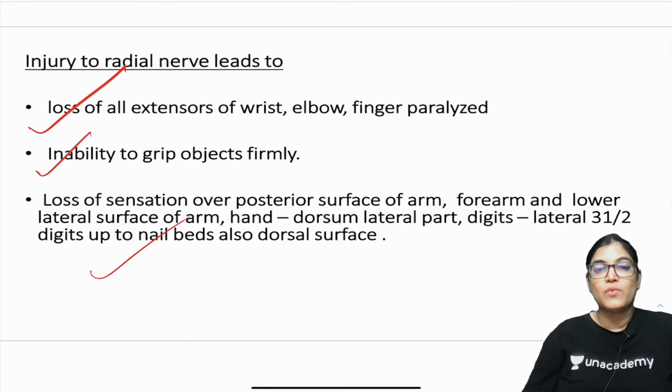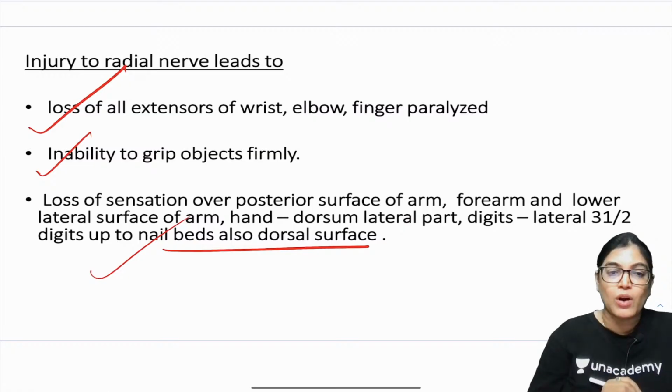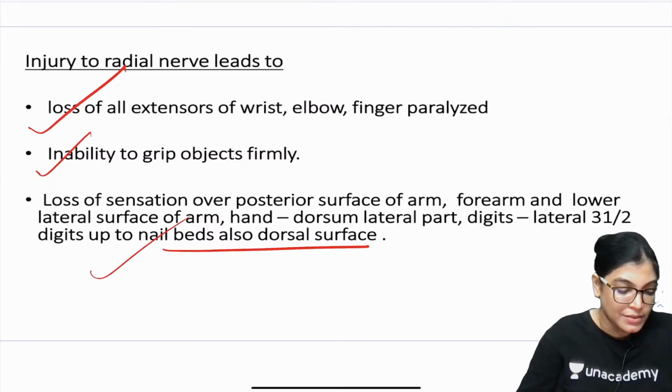Loss of sensation over posterior surface of arm, forearm, lower lateral aspect of the arm, dorsum lateral part, lateral 3.5 digits till the level of nail buds. Not the nail buds. Why is the nail bud not involved? Any idea? Because nail buds on the lateral part are supplied by median nerve.